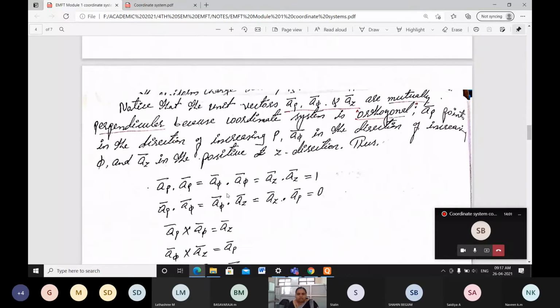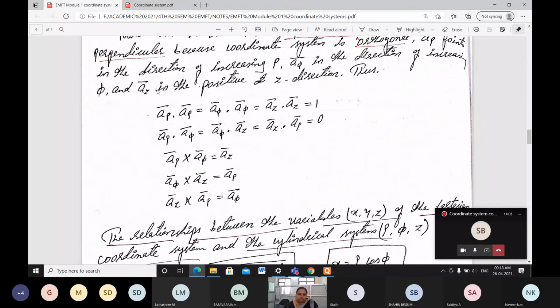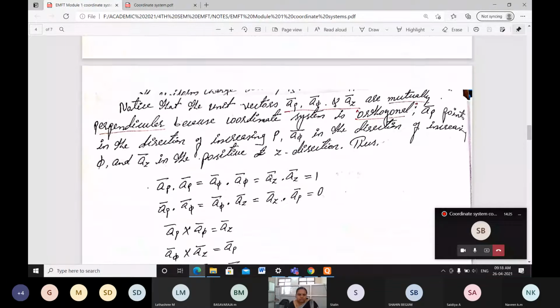Then we already came across our unit vectors. If it is the same, the dot product will be 1. When they are different, the dot product will be 0. For the cross product, a rho cross a phi, you get az, which is the third unit vector, as the resultant. That's about the cross product. So these are the things we learned about the cylindrical coordinate system.